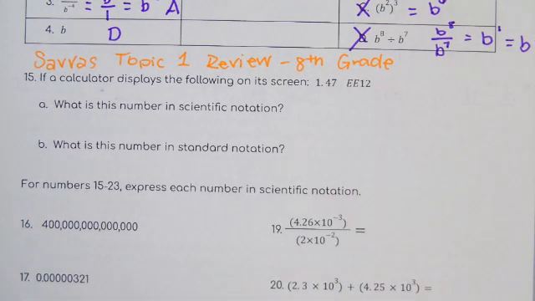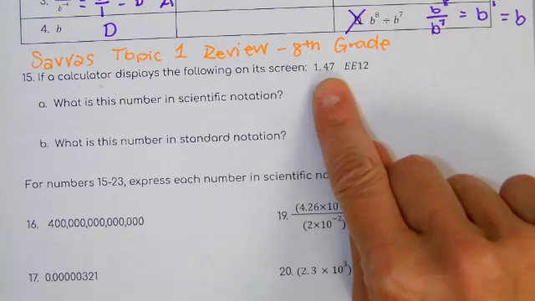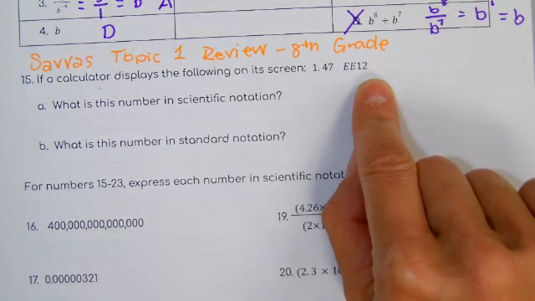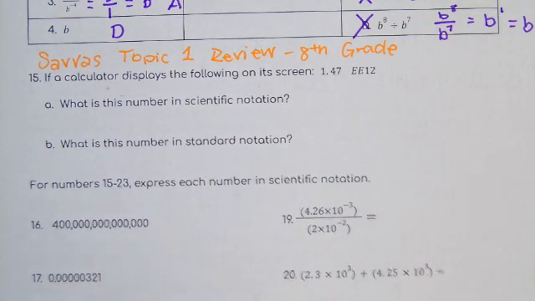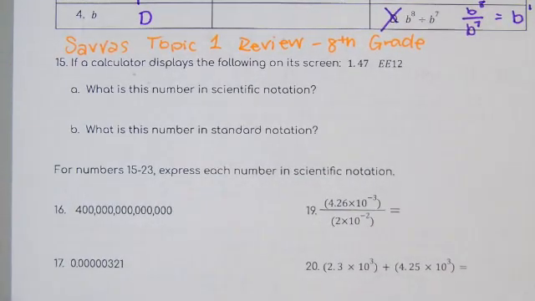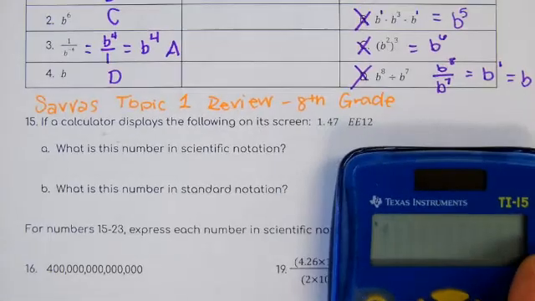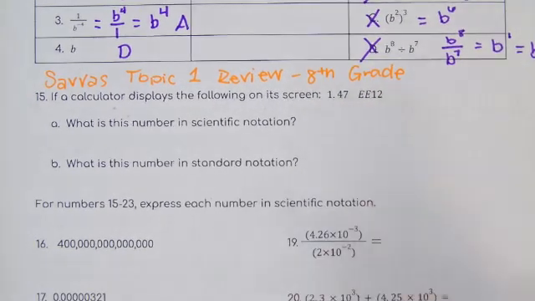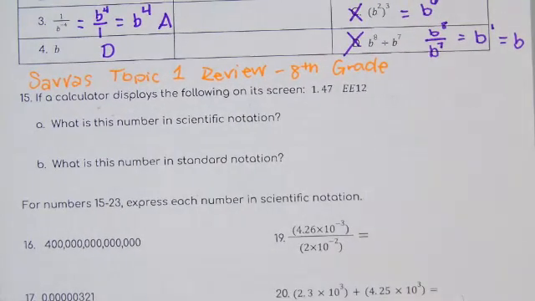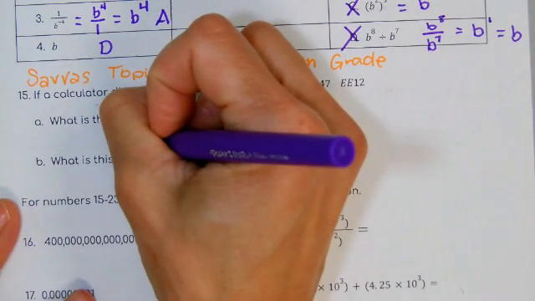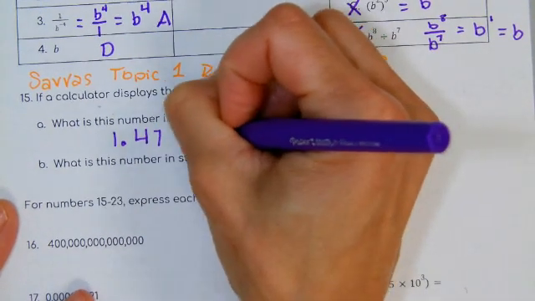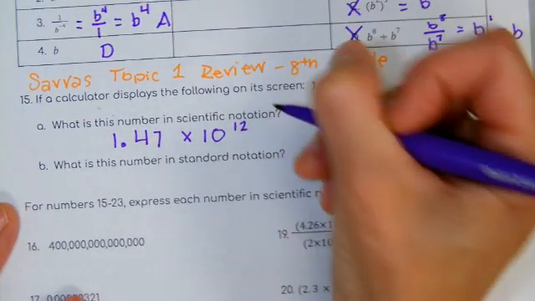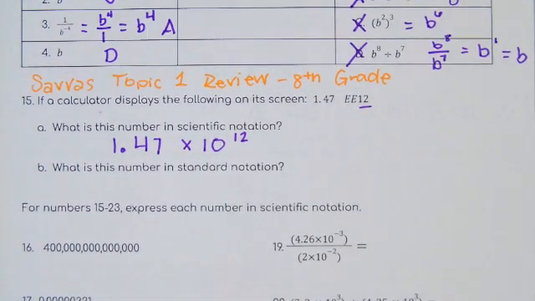If a calculator displays the following on its screen, 1.47 EE, or sometimes it's just 1E, 12, what is this number in scientific notation? Well, a calculator does not have that many spaces, right? So instead, it will give you this message. And what that really means is that this is scientific notation. It means that it has 1.47 times 10, and that exponent is 12. And that's the way we write it in scientific notation.